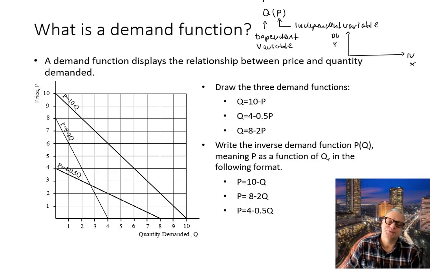But in this case we say the quantity demanded depends on the price, so we would normally expect that we display the quantity on the y-axis and the price on the x-axis. But in economics we do it just the other way around. We display the price on the y-axis and the quantity demanded on the x-axis, even though the quantity demanded is our dependent variable and price is our independent variable.